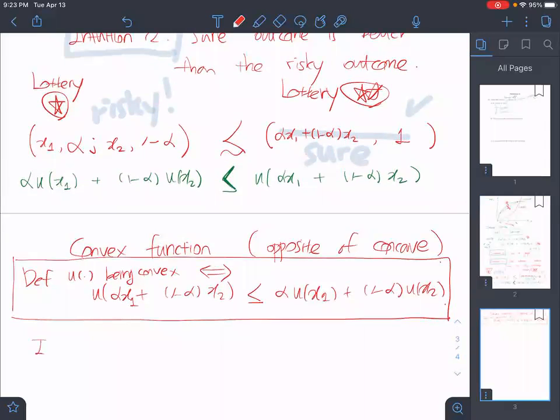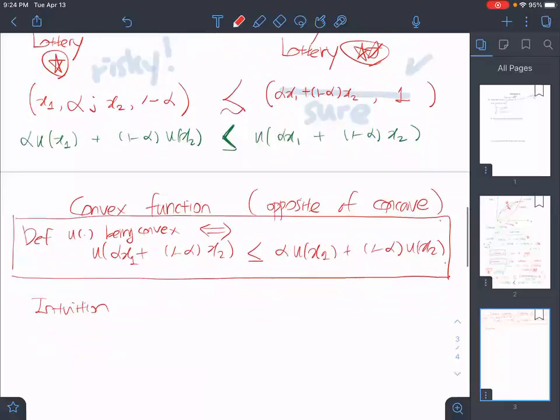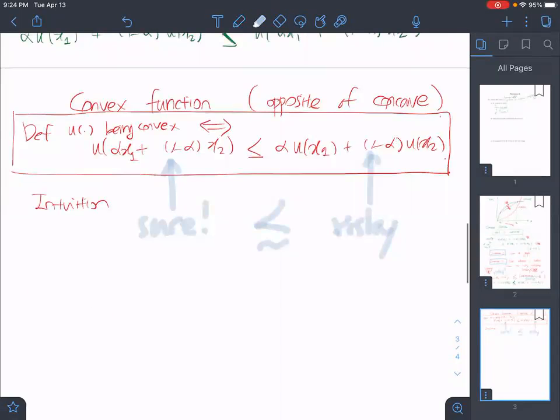And then intuition tells us that in the economic sense, this is a sure outcome. This is a sure outcome. This is a risky outcome. So I prefer a risky outcome to the sure outcome. So this type of person, we call him a risk-loving agent. He loves risk. Any questions?